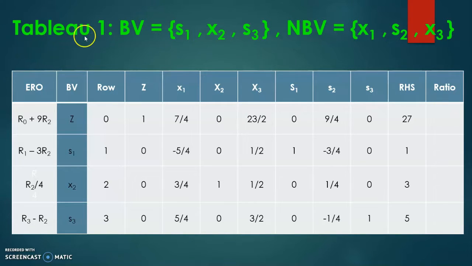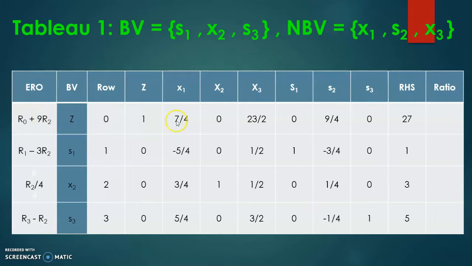Next, we will proceed to the next tableau, which is tableau 1. The new basic variables are S1, X2, and S3. And the new non-basic variables are X1, S2, and X3. To change X2 to become 1, we have to use elementary row operations, ERO. These operations are also applied to other rows to change them to 0. The ERO for row 0 is row 0 plus 9 row 2.